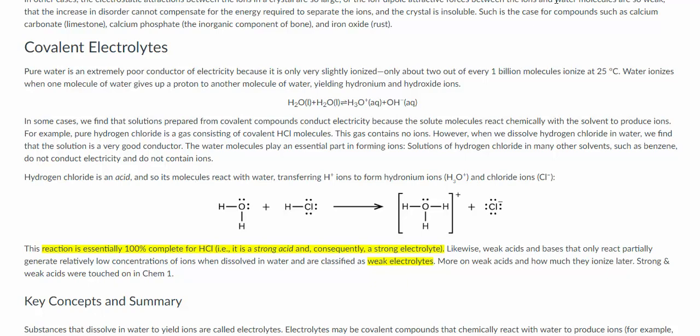HCl is actually a covalent molecule. Remember from Chem 1 that we can classify the type of bond we have with the electronegativity difference. The electronegativity difference between hydrogen and chlorine is 0.9. That puts it squarely in the polar covalent bond range.